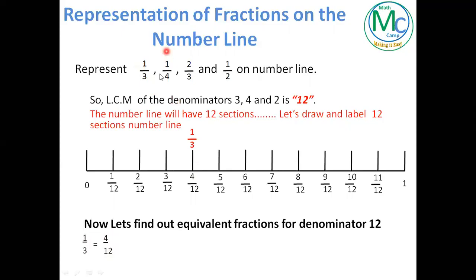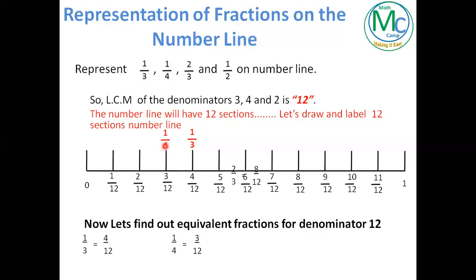Now the next equivalent fraction. So 1 over 4 is equivalent to 3 over 12. So 4 times 3 is 12, 1 times 3 is 3. That means this 1 over 4 has its place over here. It will come over here.